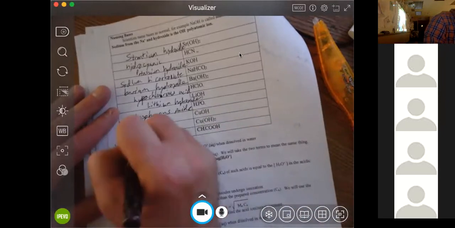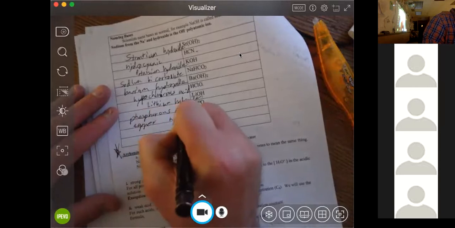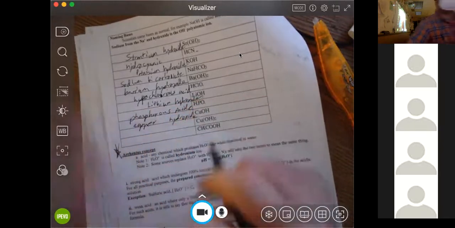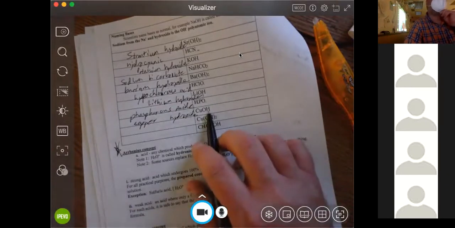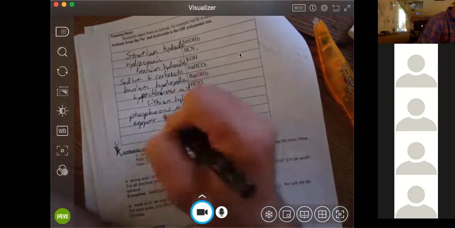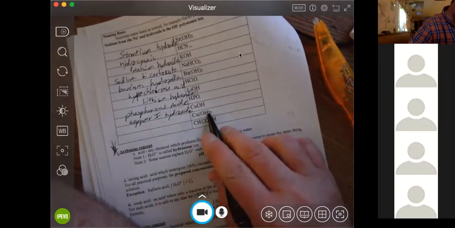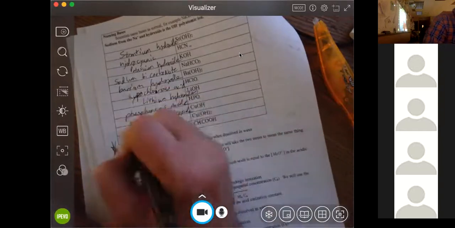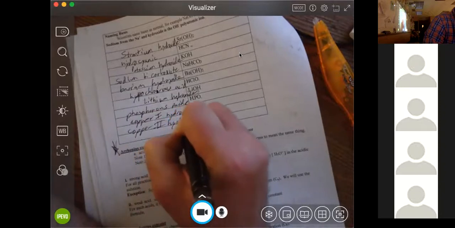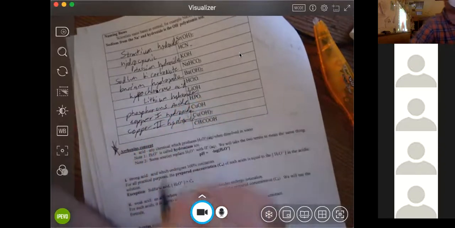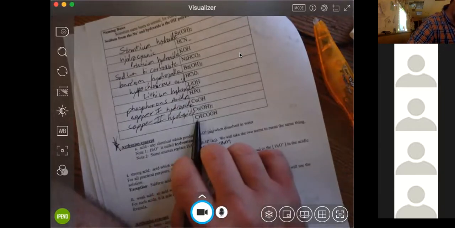CuOH, that is copper hydroxide. Copper is not in group 1A, 2A, silver, zinc, or aluminum. So the charge of hydroxide is -1. So we only have 1 copper, so that is copper 1 hydroxide. Here, we have 2 hydroxides, so that's a total charge of -2. So this one would be copper 2 hydroxide. You need the Roman numeral because it's not in group 1A, 2A, silver, zinc, or aluminum. This one right here, very difficult.